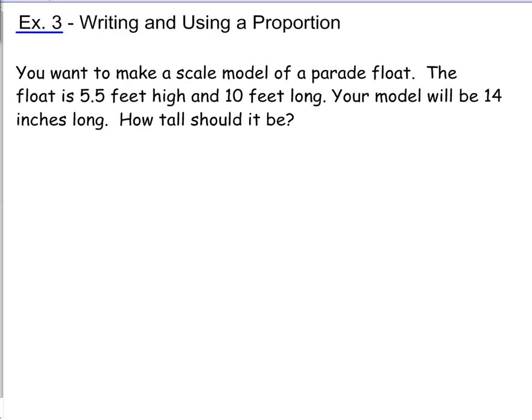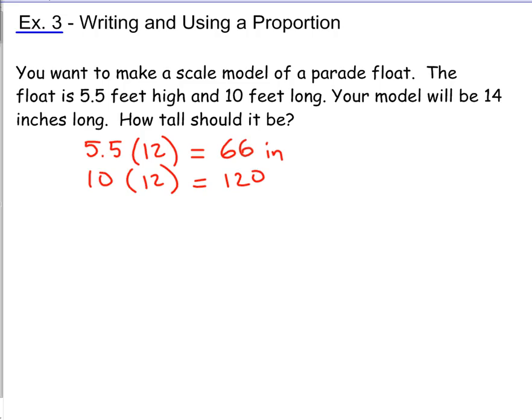So we have 5.5 feet, right? And we want to turn that into inches, so everything is in inches. So we'll say 5.5 times, and then there's 12 inches in a foot. So 5.5 times 12 is equal to 66. So that's how high our float is. So 66 inches is how high our float is. And then we have 10 feet, and then 12 inches per foot. We multiply those together, so we get 120 inches. So now we have new dimensions, right? So we can say that our float is 66 inches high and 120 inches long.